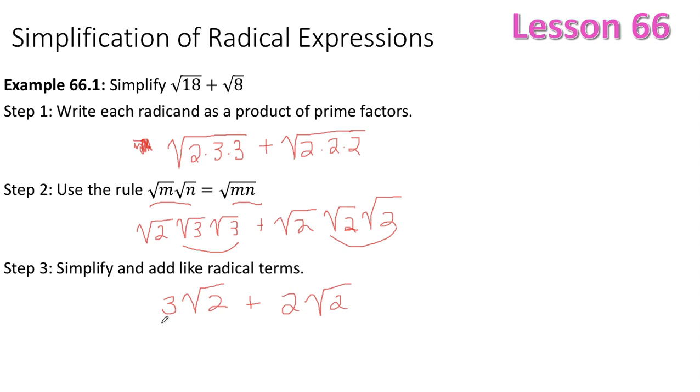So now I can add the coefficients because these are like terms. So 3 plus 2 is 5. Add the coefficients and then keep the radical the same. So my answer here is 5 times the square root of 2. Okay, so let's do another example.